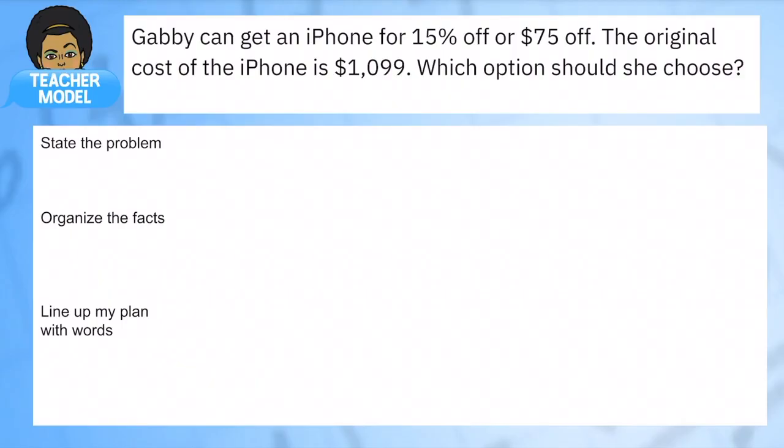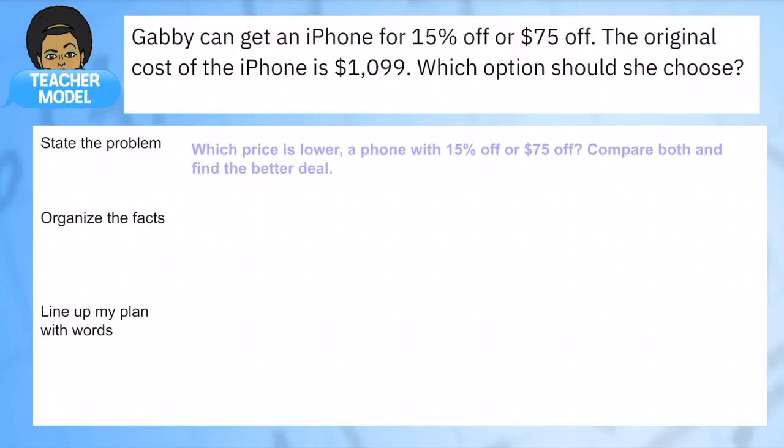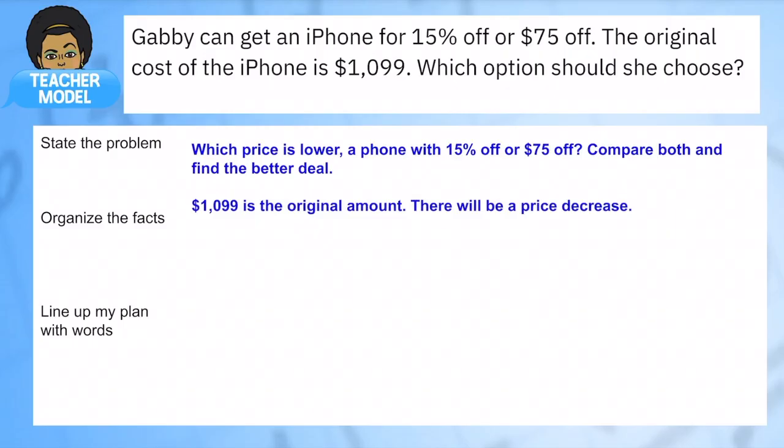And you're going to see deals like this, so this is great math to know. So that's our goal. We want to know which is lower. So which price will be lower so we keep more money in our pocket. And so we're going to compare both to find out what the better deal is. We know the original amount for the phone, and we know this is going to be a decrease. So we're going to look for less than 100% of the price.